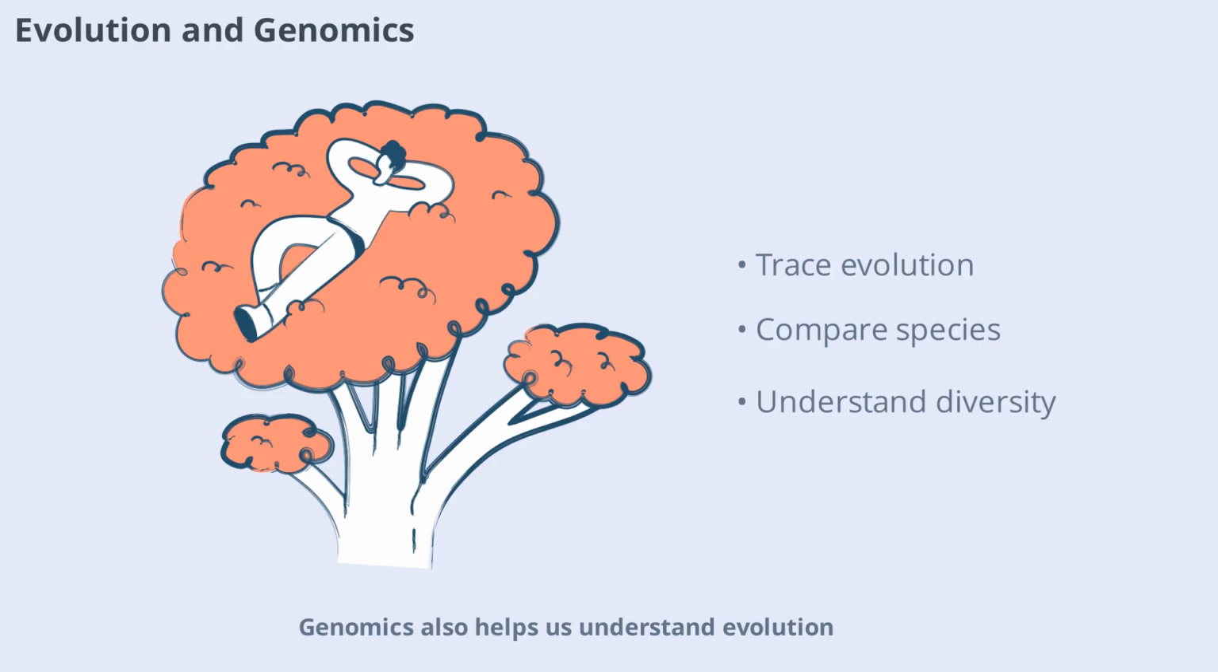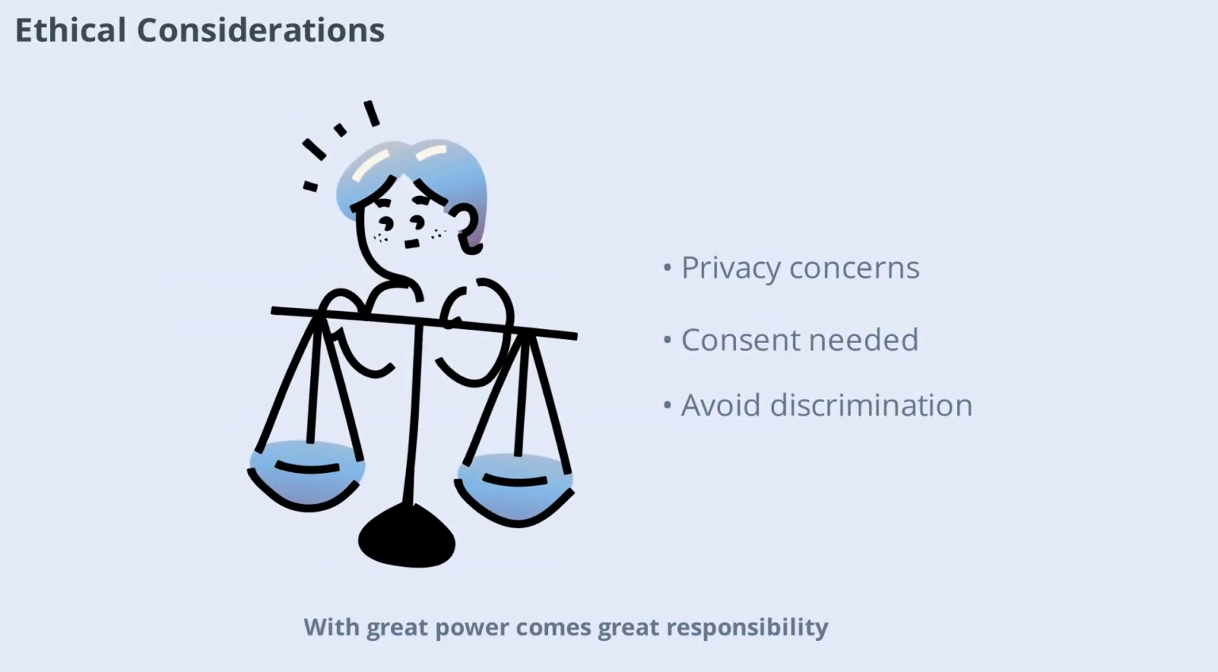Genomics also helps us understand evolution. By comparing genomes from different species, scientists can trace how organisms have changed over time. This reveals the genetic basis for adaptation and diversity in the natural world, giving us a deeper appreciation for the complexity of life. With great power comes great responsibility.